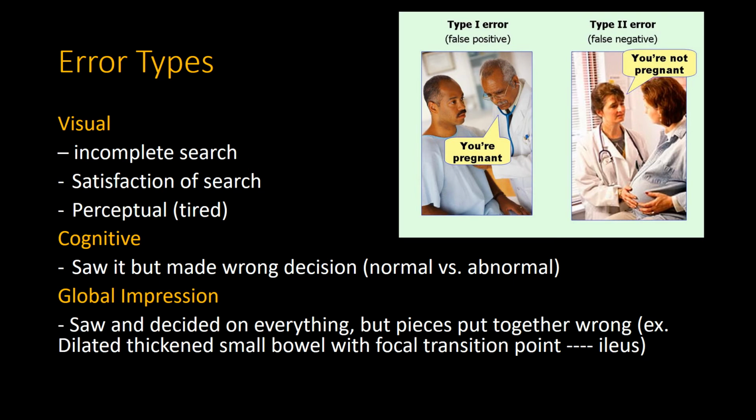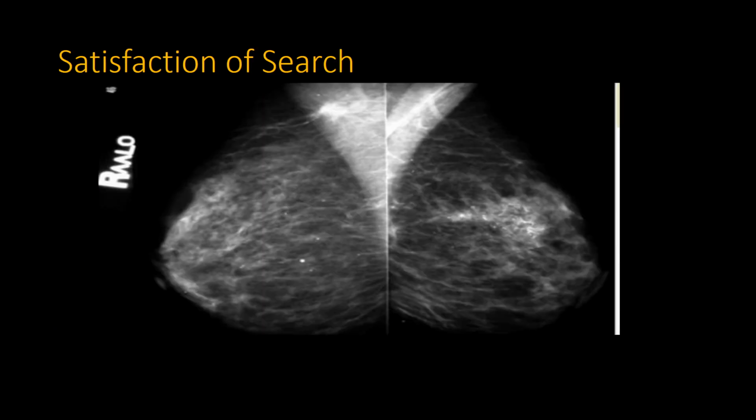And then there are global impression errors, where you see and decide on everything, you know it's abnormal, and you just put it together wrong. An example would be recognizing that dilated, thickened small bowel with a focal transition point are all abnormal, but you called it an ileus when in reality what you just described was a bowel obstruction. That's just global perception type of errors.